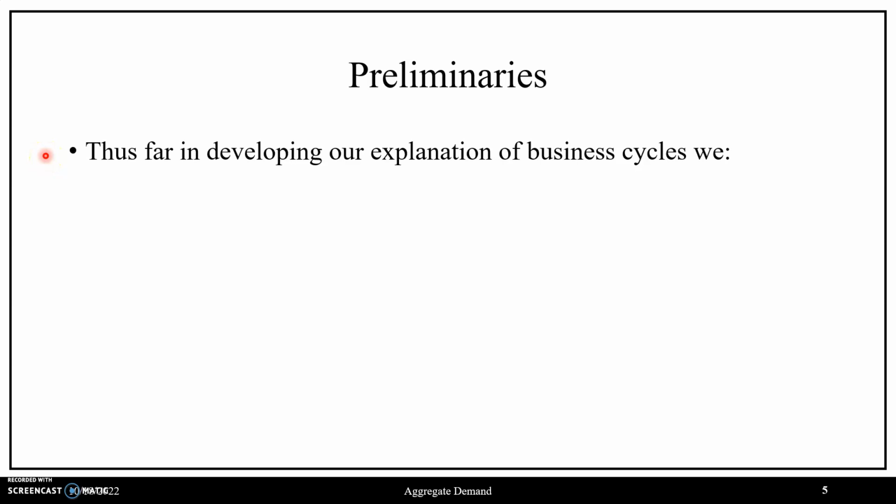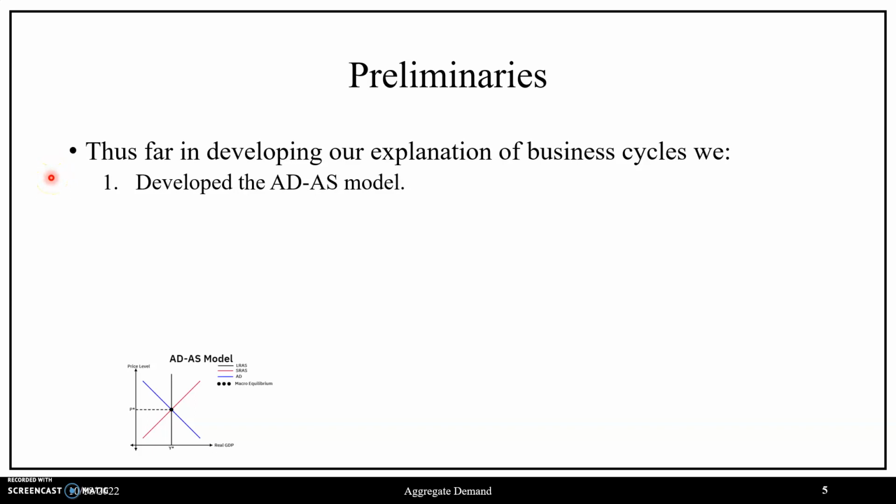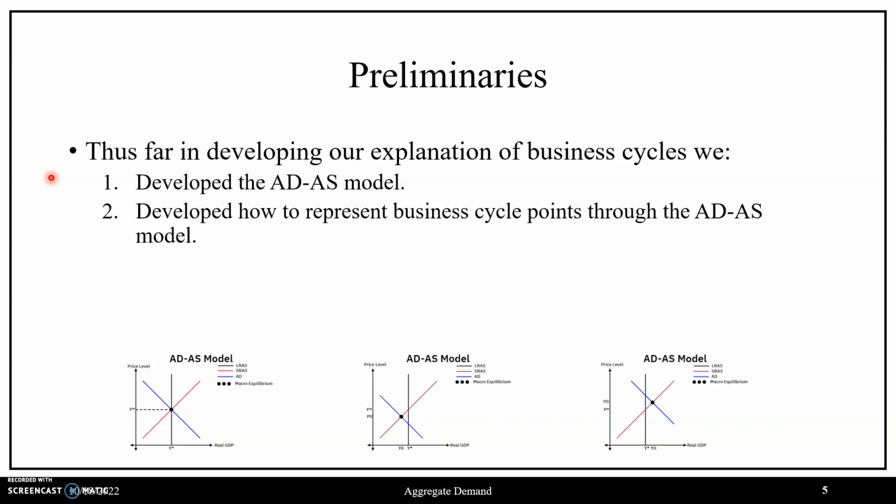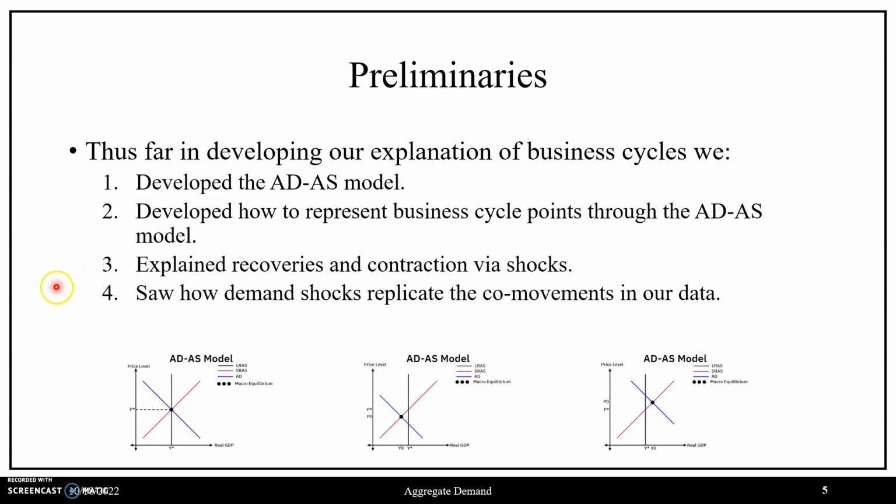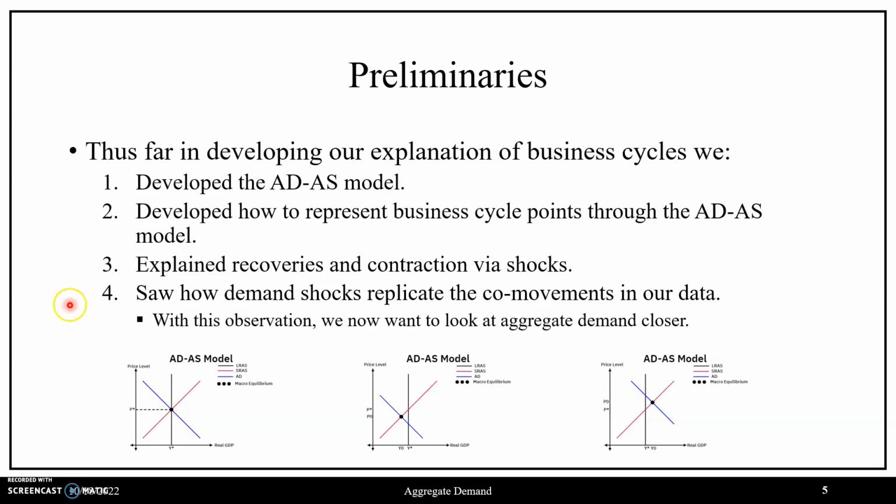With all this in mind, beginning with our preliminaries, thus far in developing our explanation of business cycles, we developed the ADAS model as a representation of the aggregate product market of an economy, from which we developed how to represent business cycle points through the ADAS model, in which if an economy was in a short-run equilibrium state that had an unemployment gap, this would correspond to a trough, while if an economy had a short-run equilibrium state occurring in which there is an inflationary gap, this would correspond to a peak, in which we then explained recoveries to peaks and contractions to troughs via shocks, where we saw how demand shocks could replicate the co-movements in our data, more precisely the negative short-run relationship between the unemployment rate and the inflation rate.